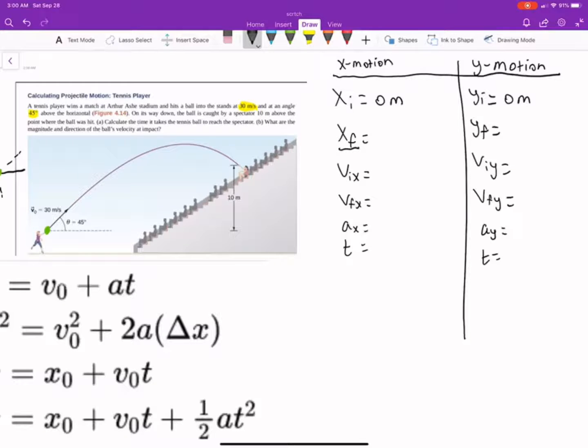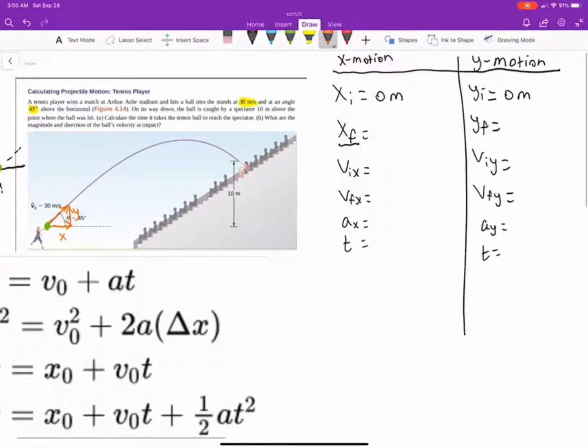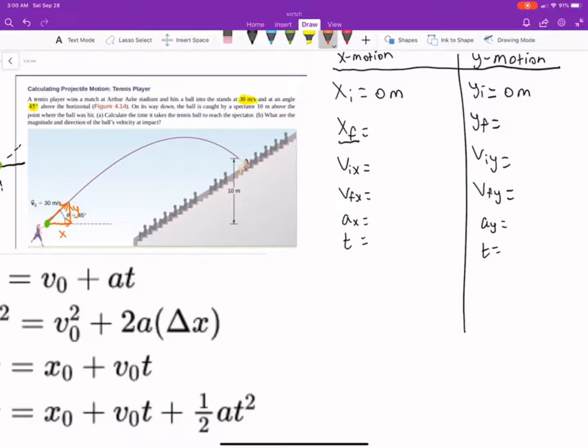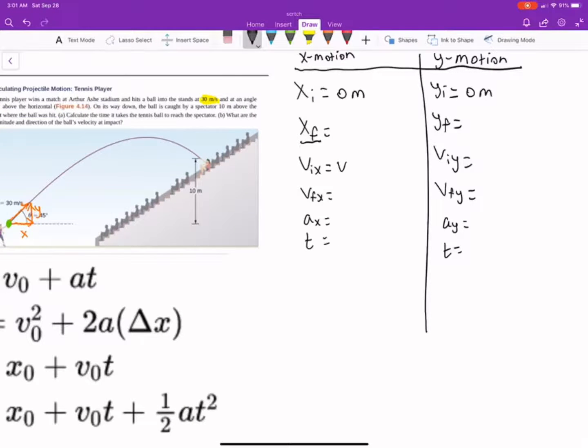But we know the initial velocity in the X direction. Well, if we look over here, this is our X component, this is our Y component, and then this is the magnitude. And that velocity at an angle is really just a vector in the X direction and a vector in the Y direction. So using some right triangle trig, we know that this is V initial cosine theta.